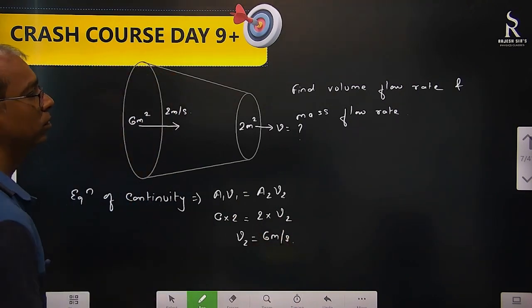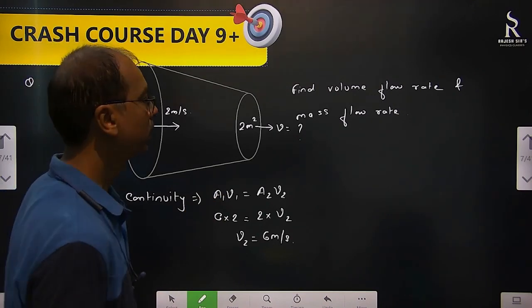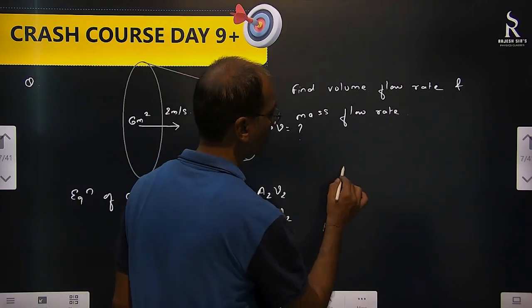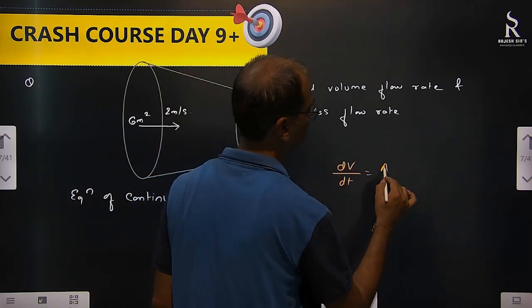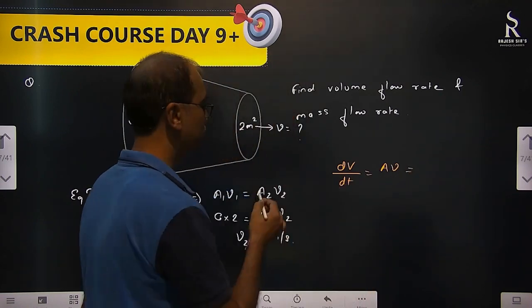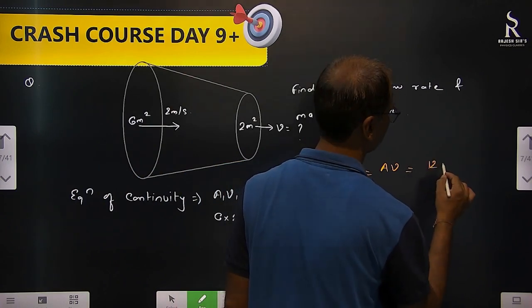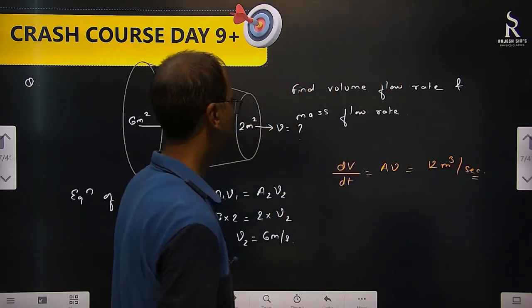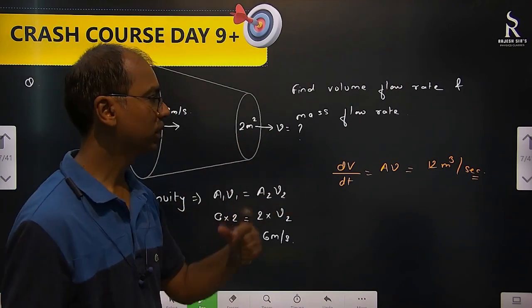Okay, then volume flow rate. Now volume flow rate is A1 V1 only. Volume flow rate means dV by dt, which is actually area into velocity. And what is this? 2 into 6, 12. So 12 meter cube per second. Area is in meter square, velocity is in meter per second, so meter cube per second.